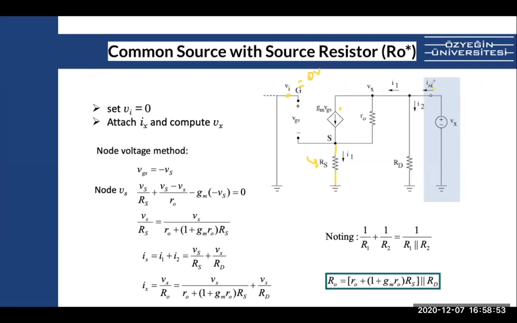So now you have to find IX. So again, you do two nodal analyses. One of them is at VS here. And then also, you know that VGS is, because gate is 0, you can write it as minus VS. And when you do that, you find a relationship between VS and VX. And what we are trying to find is VX over IX.